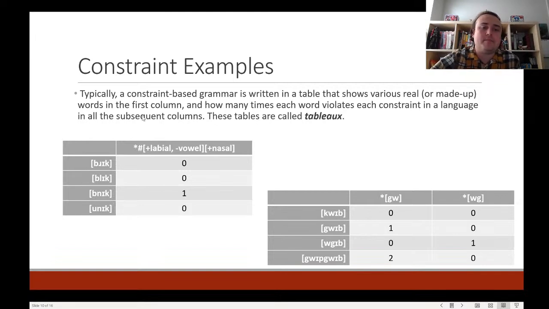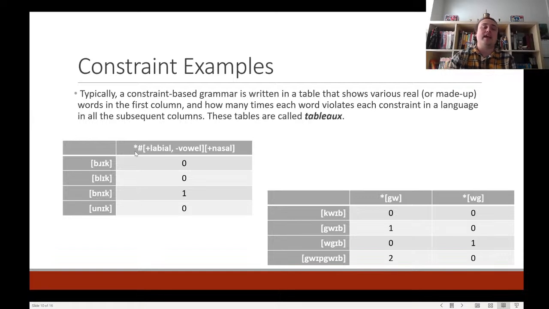So in our first tableau here, we've got brick, blick, bnick, and unic. And here I'm showing whether or not those words violate this constraint that I have in my first row. So what this constraint is saying is asterisk, hash sound, plus labial, minus vowel, plus nasal. So let's break that down one piece at a time, right?